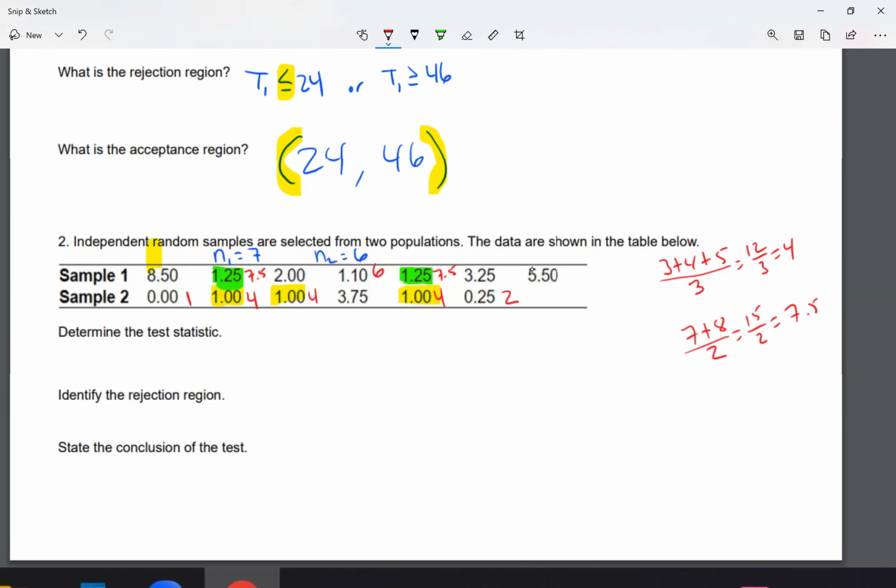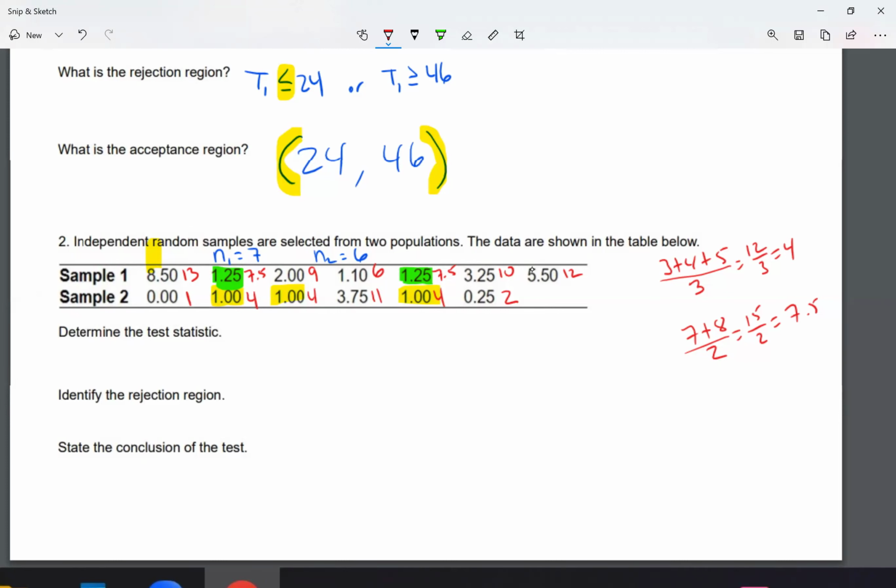Okay, then my 9th smallest number is this one, 2.0. My 10th smallest number is 3.25. My 11th smallest number is 3.75. And then I'm going to give this number a 12 and this number a 13. Again, those numbers represent which one is the smallest. I rank them from smallest to largest. 1 is the smallest, 13 is the largest, and then everything else in between.